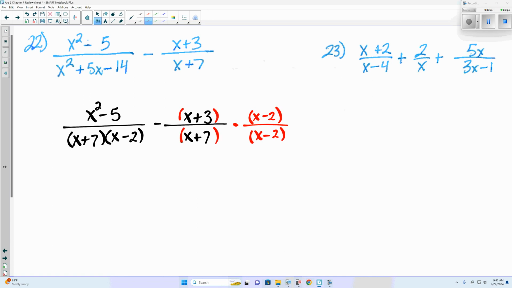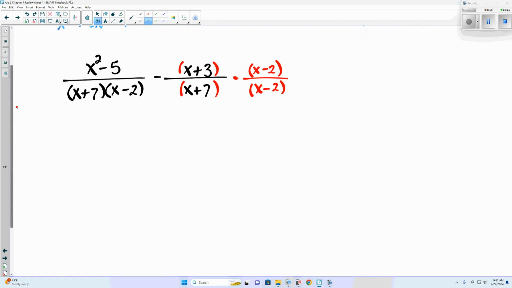Because when we multiply, we'll have to put the parentheses back in. Now the one on the left, do we have to do anything to it? Are the denominators already the same now? Yeah, we don't have to do a thing, because once the denominators are the same, we're good. It already has the x plus 7. They now both have the x minus 2. We don't have to do anything to it. So the one on the left is still going to be x squared minus 5 over x plus 7 times x minus 2.